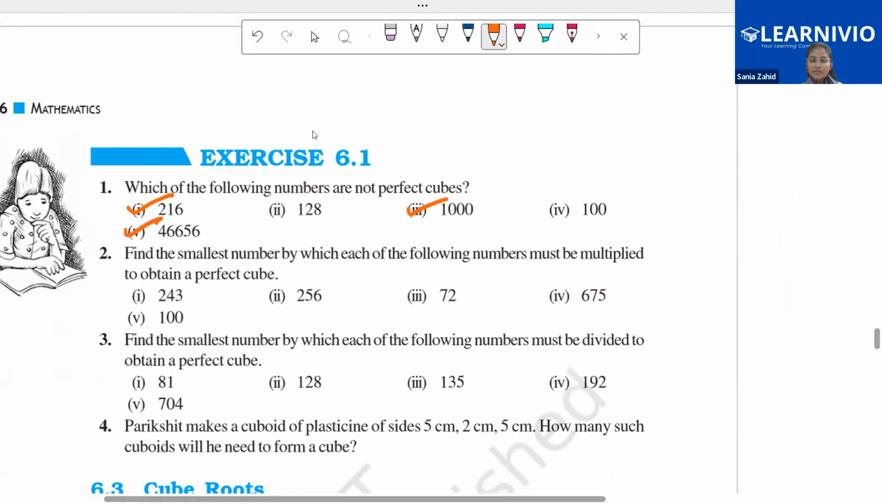Mustafa, are you there? Yes, ma'am. Start doing the questions, children. You have just 5 minutes because it's not a tough question. It's a very simple question, just prime factorization. Do it quickly, then we'll discuss. Okay.